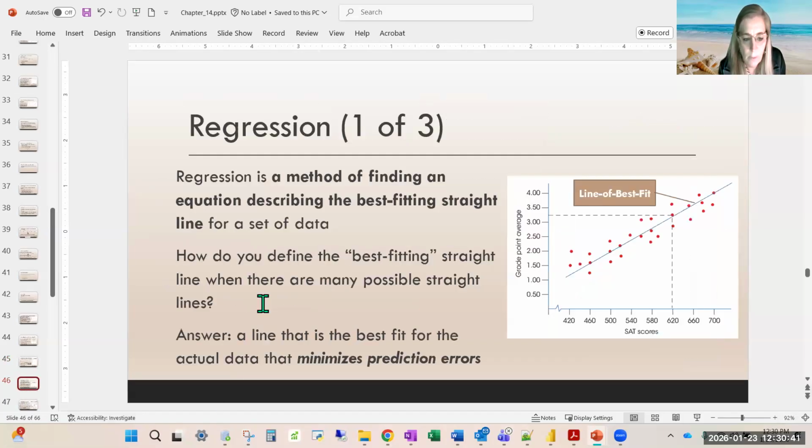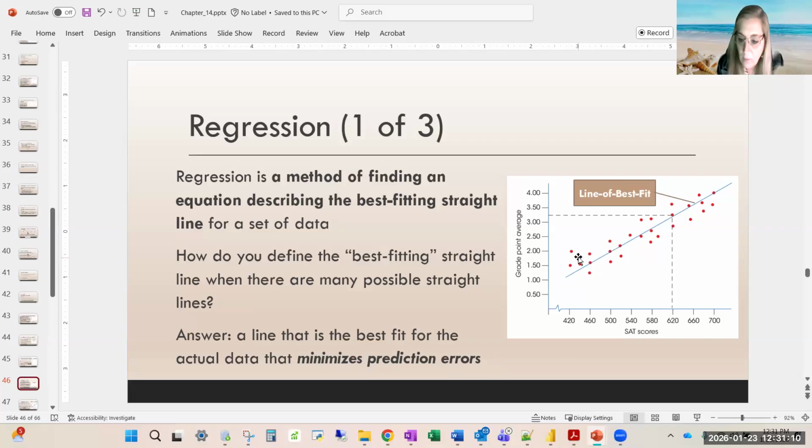Okay, pardon me. So regression is a method of finding an equation describing the best fitting straight line for a set of data. Remember that. And so we want to know how we define the best fitting straight line when there are many possible straight lines. The answer, a line that is the best fit for the actual data, is one that minimizes the prediction errors.